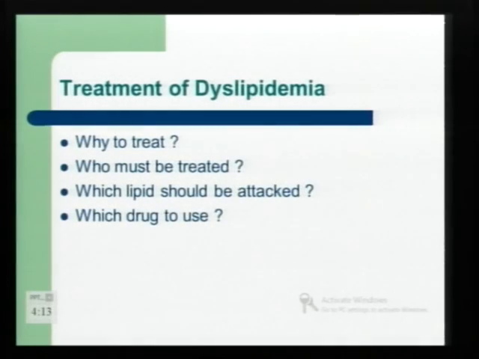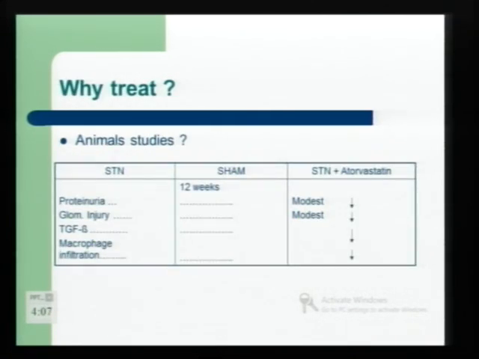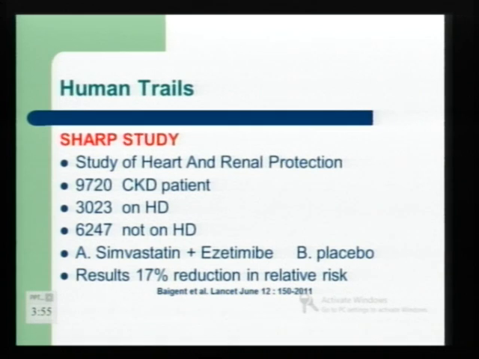Treated which patient, which lipid should be attacked, and which drug should be used. Who to treat? All our chronic kidney patients who are hyperlipidemic, and this is proved by animal studies and somewhat by the human studies. I'll give you two examples on the human studies, just in short.